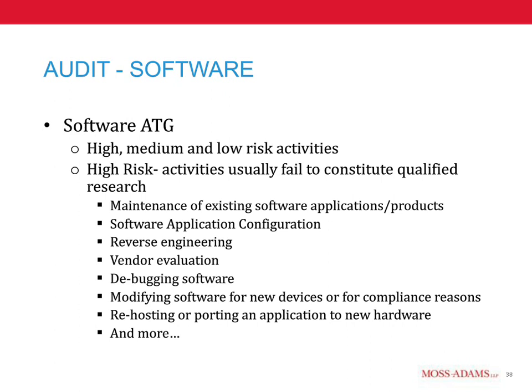So again, regardless of what this says, if your activities are meeting the 4-part test, they're likely to be eligible for the R&D credit. But this guide, which you're going to see in the next couple of pages, is how the IRS views software development activities. They divide activities into 3 different categories: high risk, medium risk, and low risk. And we'll share some of the examples that fall into each of those.